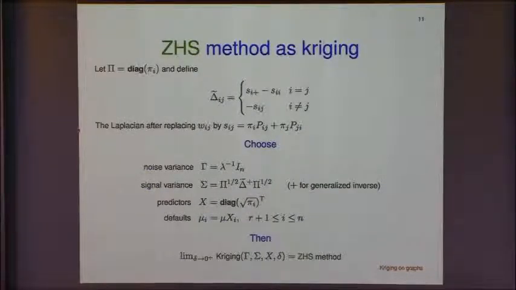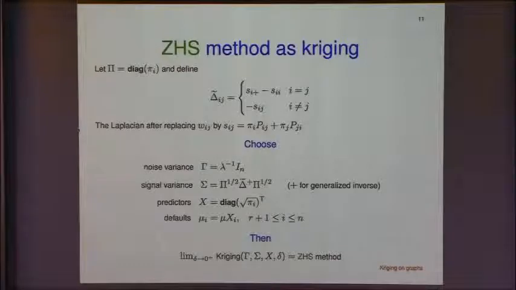Okay, so here is the ZHS method in more detail. They take the similarities and they make a graph Laplacian of similarities. Then, if you decide that your noise variance would be scaled identity, the signal covariance would be the square root of PageRank, diagonal matrix, Moore-Penrose inverse of the similarity-based graph Laplacian, then back into the square root of the PageRank, and your predictors are the square root of the PageRank, and your defaults are some multiple of PageRank. Then you take the limit of a diffuse prior, you do Kriging, and you let the prior on beta become diffuse. In that limit, you get back ZHS.